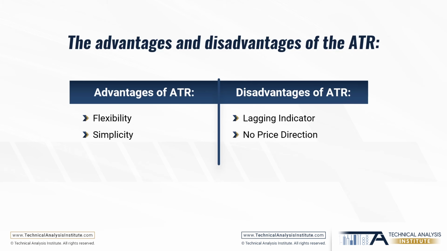And the second disadvantage is no price direction. ATR does not consider the direction of the price movements. It purely measures volatility, so it won't tell you whether the price is trending up or down, which can be a significant drawback in trend-based strategies.